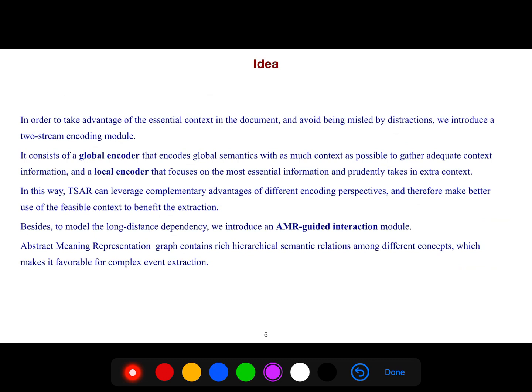So in order to take advantage of the essential context and avoid being misled by distractions, we introduce a two-stream encoding module. It consists of a global encoder that encodes global semantics with as much context as possible to gather adequate context information, and a local encoder that focuses on the most essential information and prudently takes the extra context. In this way, TSAR can leverage complementary advantages of different encoding perspectives and therefore make better use of feasible context to benefit the extraction. Besides, to model the long-distance dependency, we introduce an AMR-guided interaction module. Abstract meaning representation graph contains rich hierarchical semantic relations among different concepts, which makes it favorable for complex event extraction.